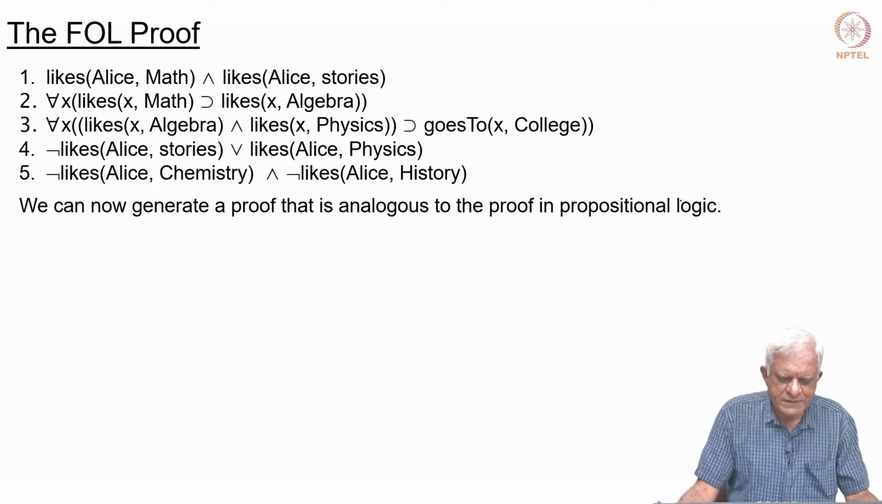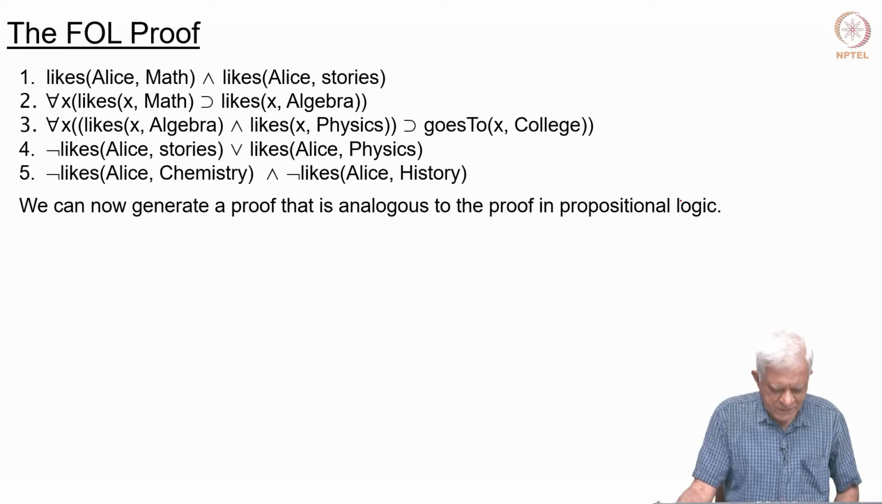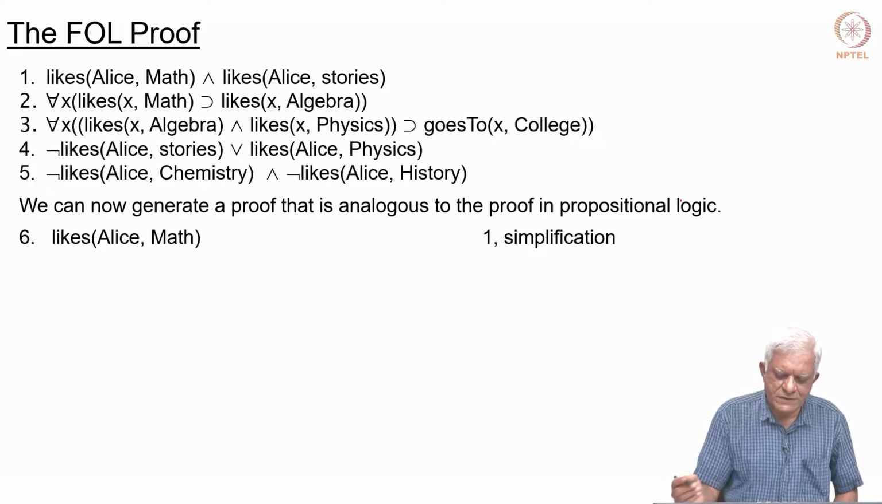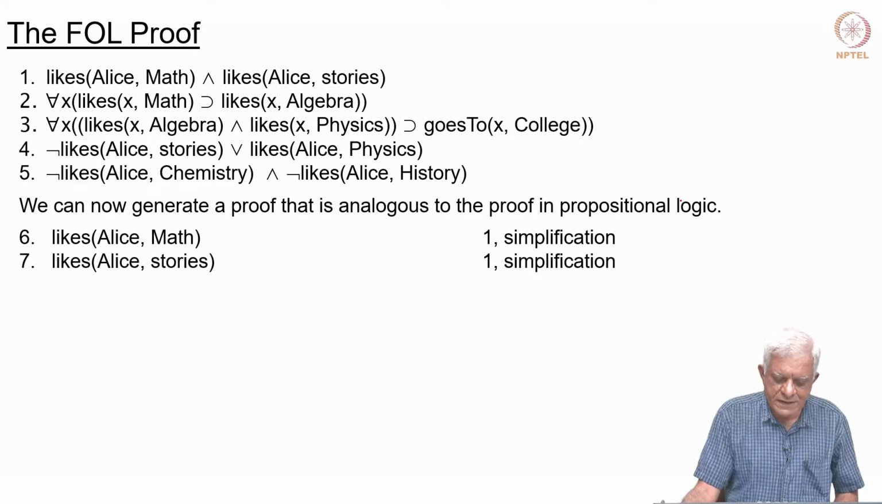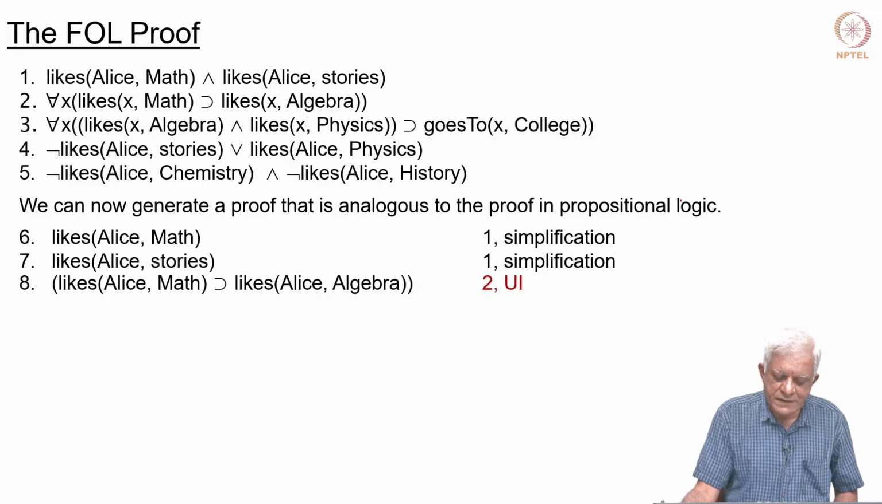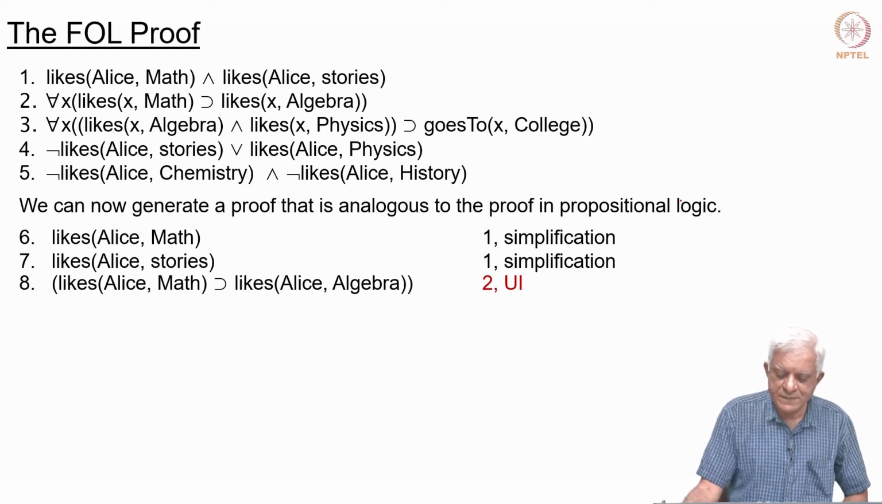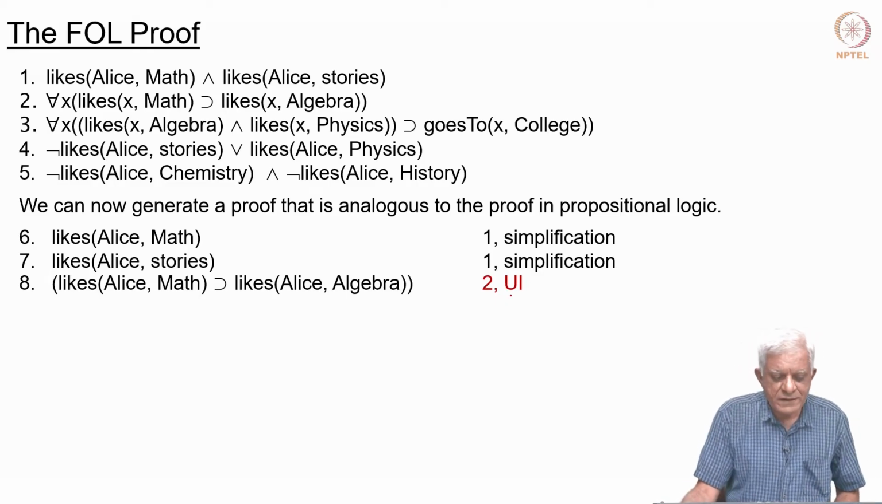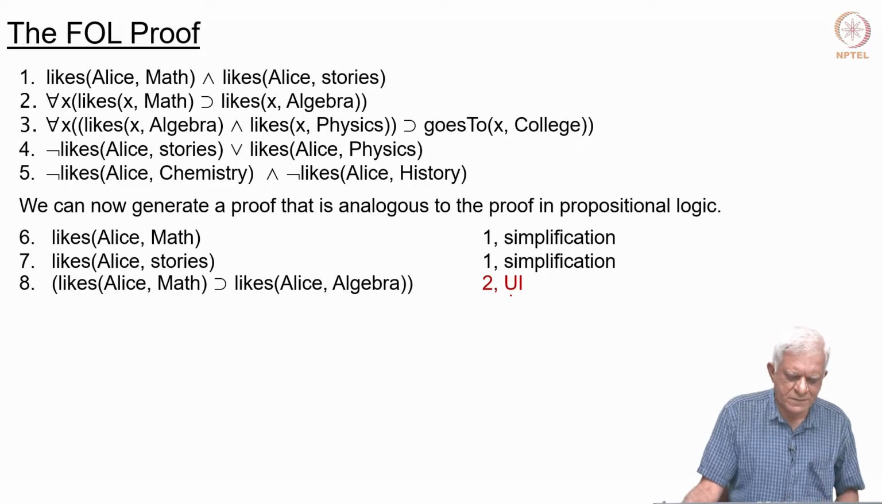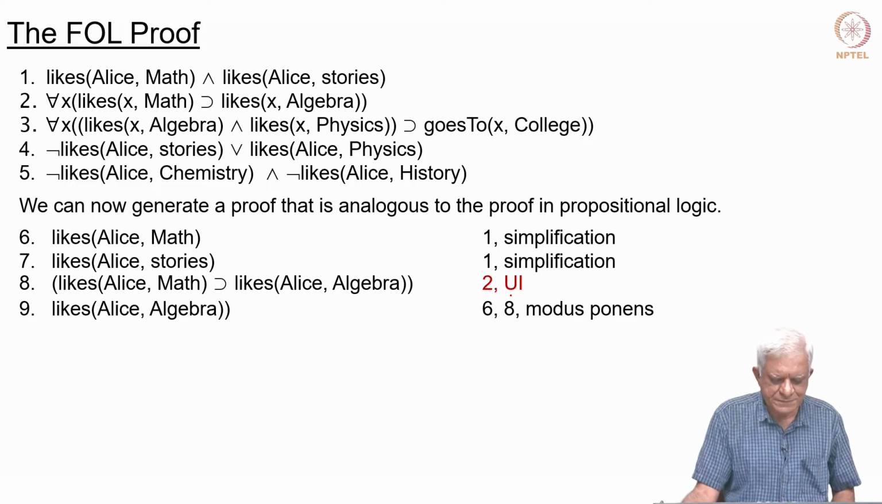This is our knowledge base that we just saw, and we can generate the proof in a manner similar to propositional logic. So, for example, from statement 1 we use simplification and get that Alice likes maths, then we get Alice likes stories, then we get the formula that if Alice likes maths then Alice likes algebra. This is where we have used the rule of universal instantiation: from the universally quantified formula we have inferred a sentence without variables, which is about Alice in particular.